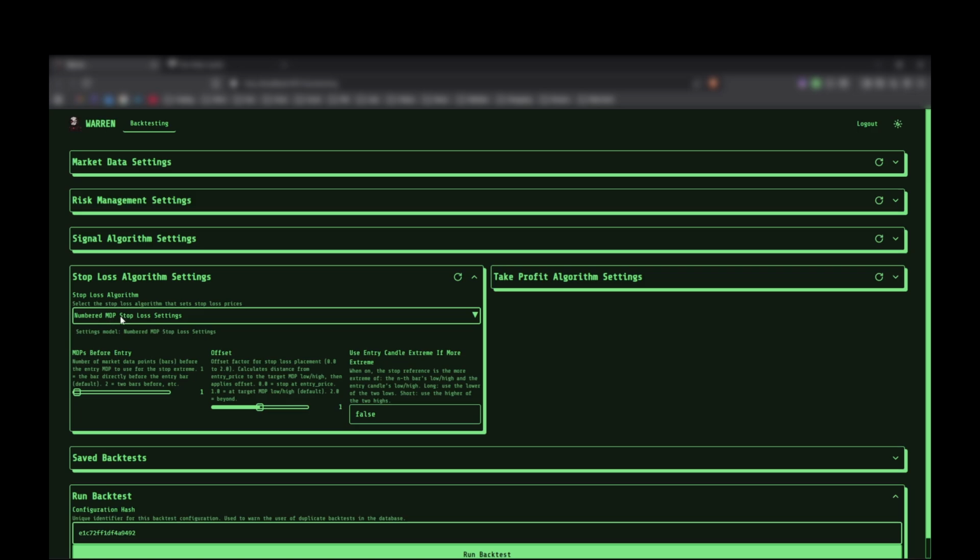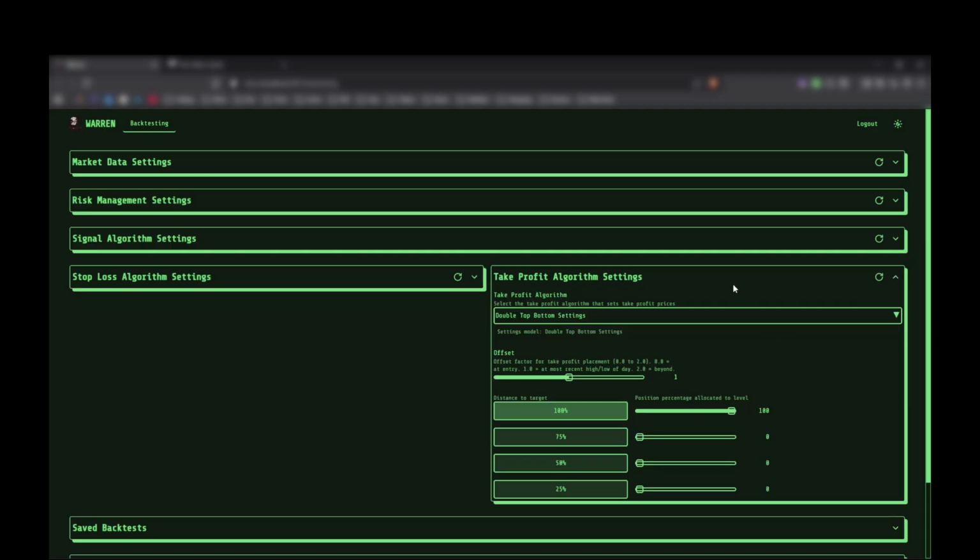So this is numbered candle stop loss, which means on the entry, if this is set to 1, then this will go 1 candle back, and that's where your stop loss will be. This is a very common strategy for trading, to use a stop loss that is 1 candle back. So we've got that set. And then the final algorithm that you need to configure is the take profit algorithm. This just tells the computer where you want to take profit.